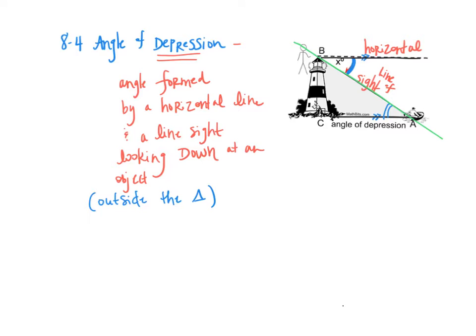The angle of depression is going to be congruent to the angle of elevation. So notice like the little man in the boat, his angle of elevation is the same as the person at the lighthouse who's looking down, their angle of depression. So I want you to be able to see it both ways.